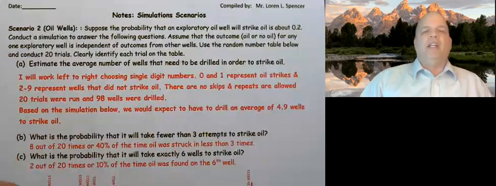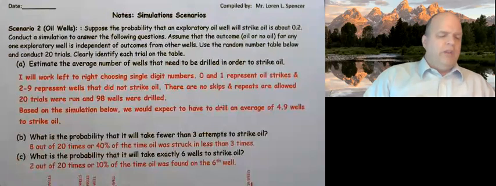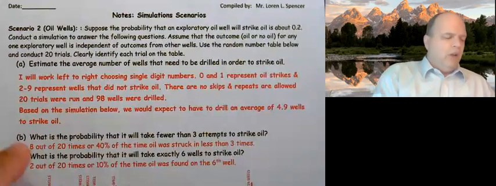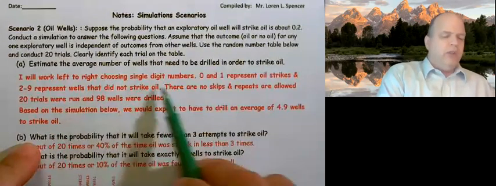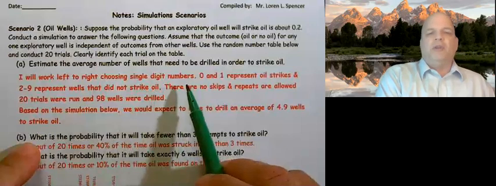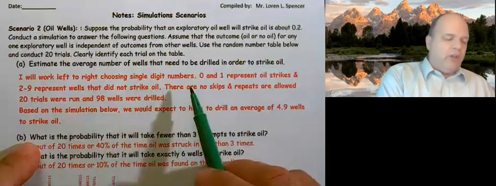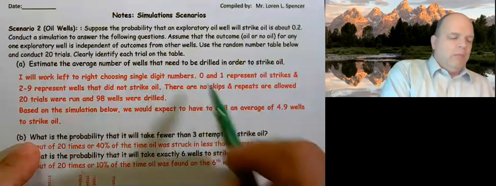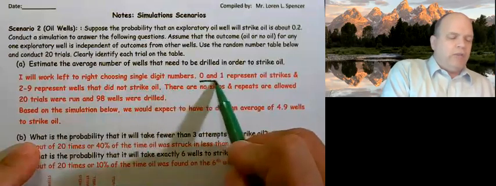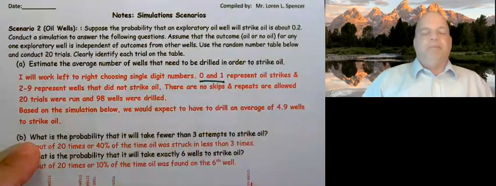So the very first thing I need to do is determine which numbers I want to use to represent an oil strike and which ones represent those that don't strike oil. I'm going to choose 0 and 1 because that's two numbers, or 20%. I would work left to right choosing single digit numbers because they are going to be faster than two digit numbers. I could use two digit numbers, but single digits will be much faster.